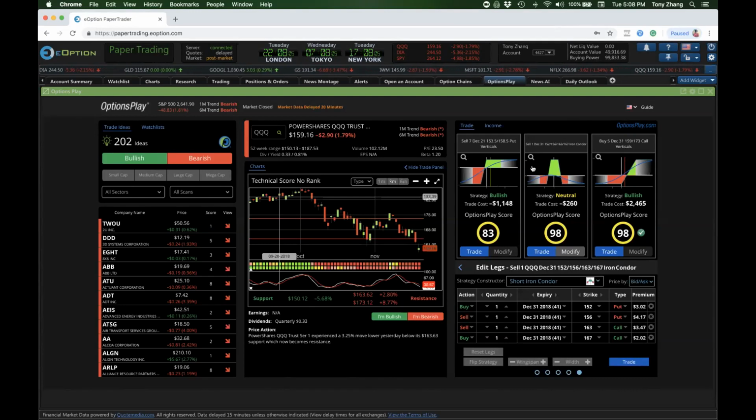So to trade an iron condor is basically saying I'm bullish and bearish at the exact same time. And from my perspective, I don't know of any indicator that tells me that a stock is both bullish and bearish at the exact same time. And that's why I don't believe in trading iron condors.